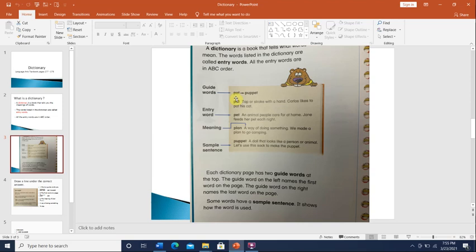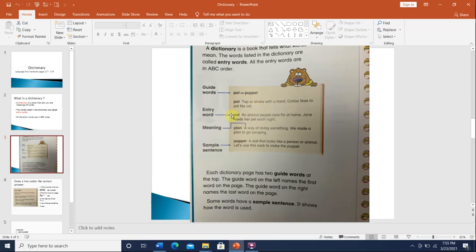They are darker than the other words. Okay? Why? What are they called? They are called guide words. They guide you or tell you how the page works. So it tells you that the first word is hat. Okay? So the word on the left is the first entry word, and the word on the right is the last entry word.